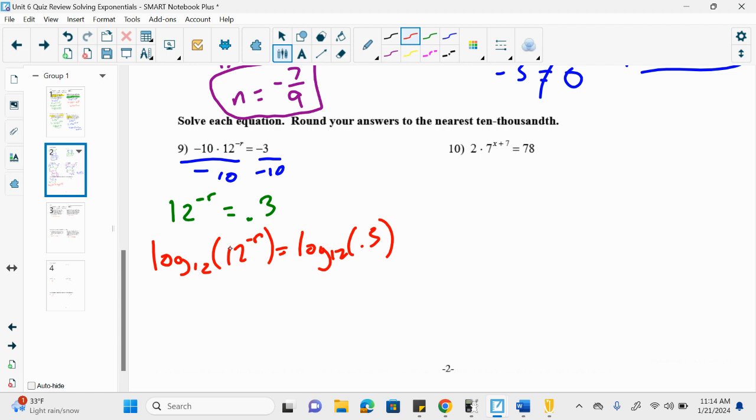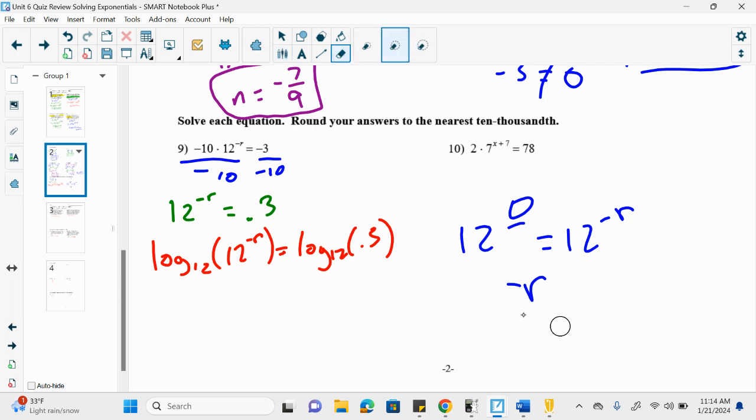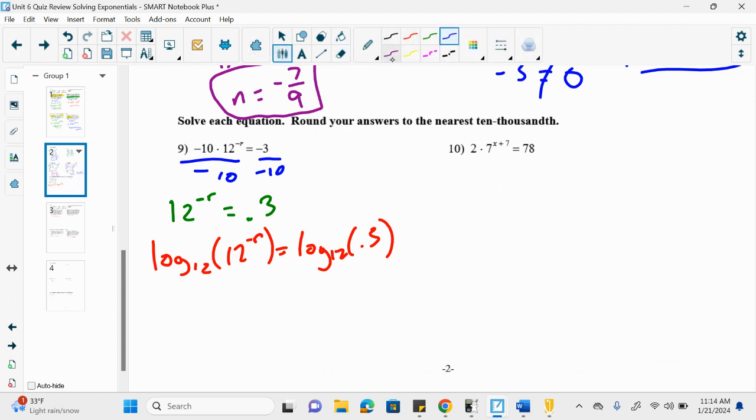Log base 12 of 12, again, you don't need to write this down, but this is saying 12 to what power equals 12 to the negative r power. Well, what's going in this spot? Well, it would be negative r is our output. It undoes the 12 to the negative r power. It just rewrites this as just negative r. Okay, so the log goes away on the left side.